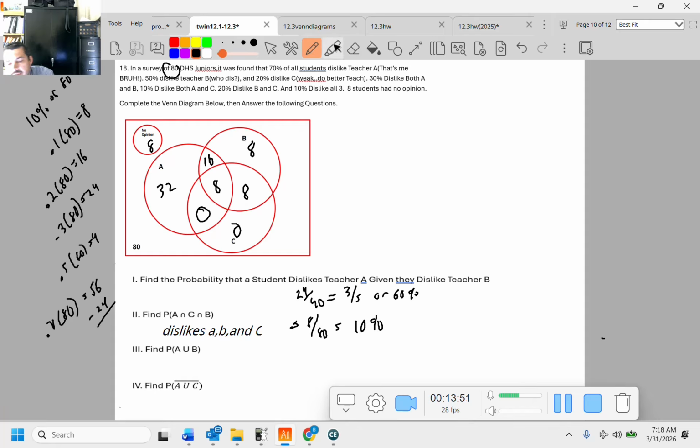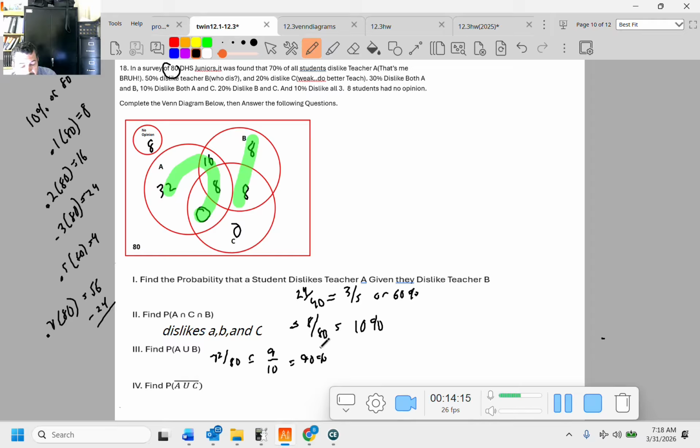A or B would be everything in A or B. So we just add these things together. Now I know there's 40 here, add 32, that's 72 in 80, which reduces way on down. Both those are divisible by 8, right? 9/10, 90%, whatever you want.